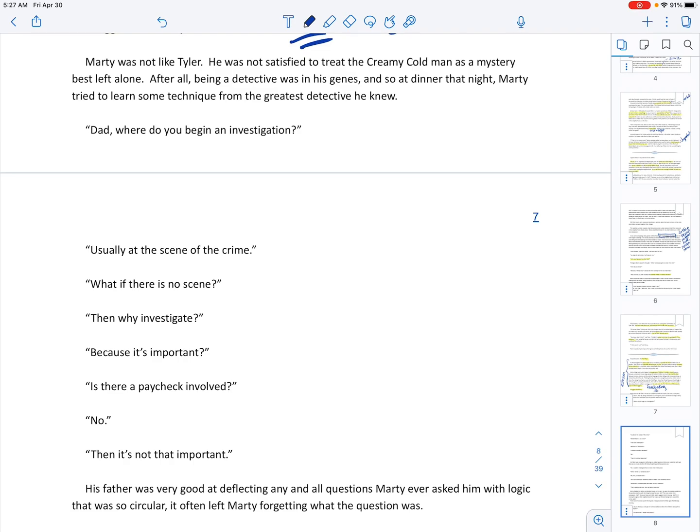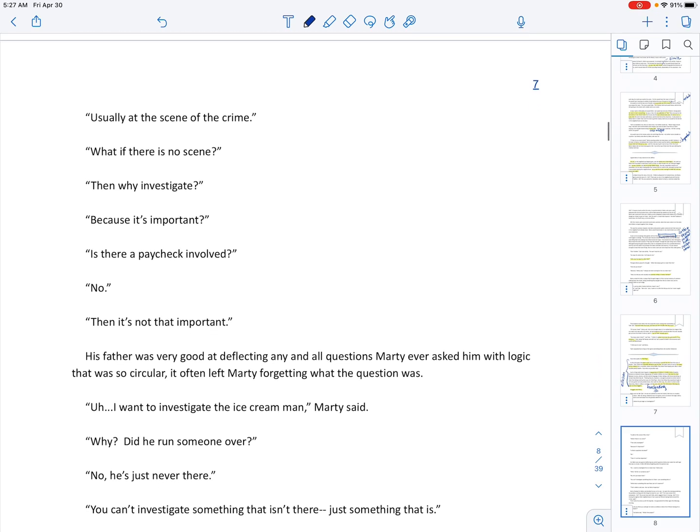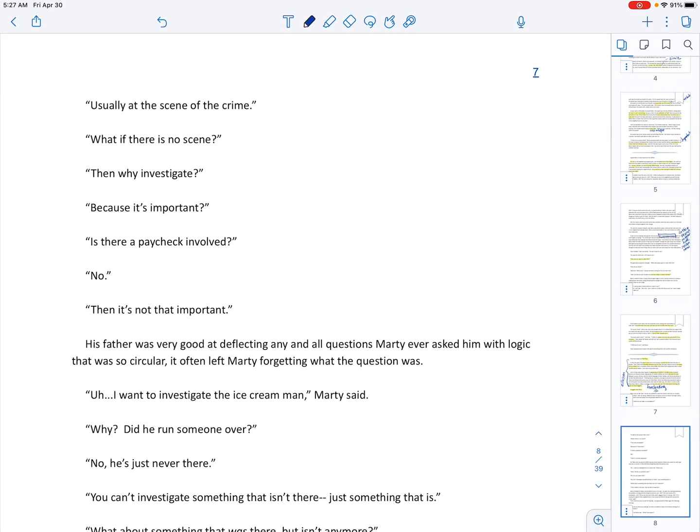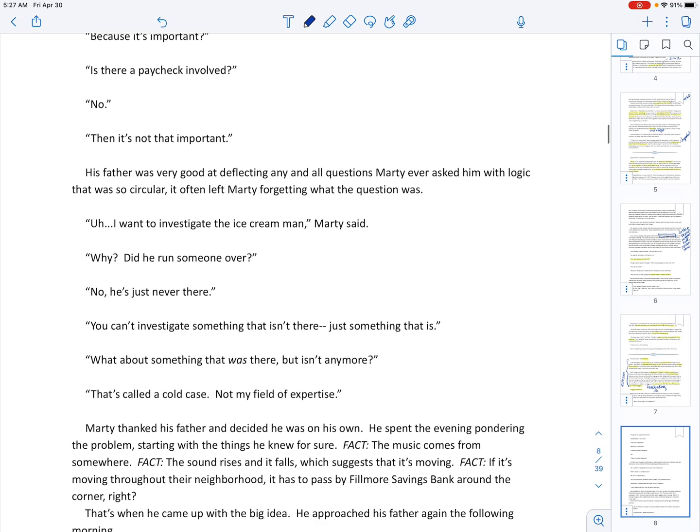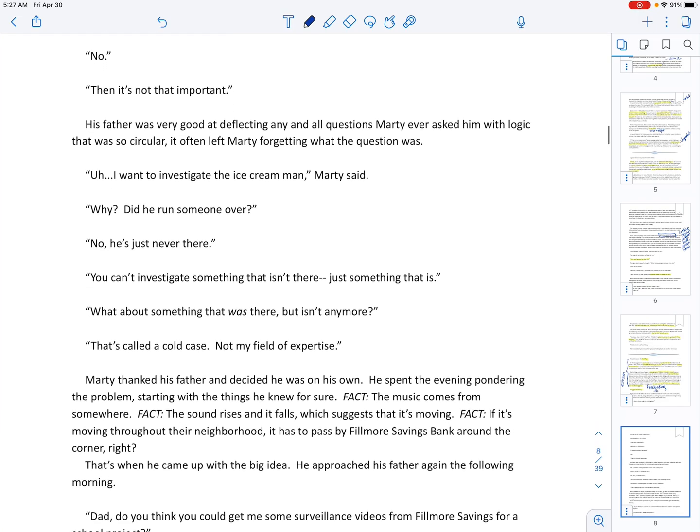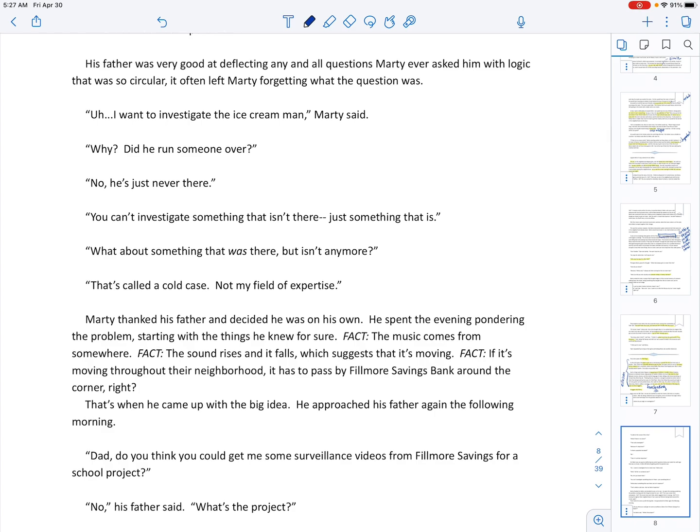Dad, where do you begin an investigation? Usually at the scene of the crime. What if there is no scene? Then why investigate? Because it's important? Is there a paycheck involved? No. Then it's not important. His father was very good at deflecting any and all questions Marty ever asked him with logic that was so circular it often left Marty forgetting what the question was.